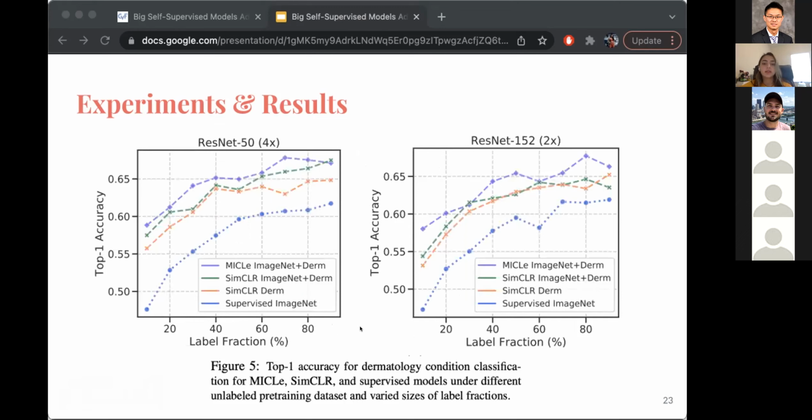And here we can see the top-one accuracy for the dermatology condition classification and the supervised models under different unlabeled pre-training data sets and varied sizes of label fractions. We can see the top-one accuracy here for different architectures, the bigger architecture and the smaller one. And we can see that MICLe with ImageNet plus the dermatology data sets performs better.